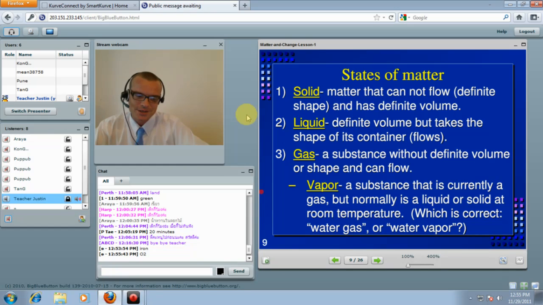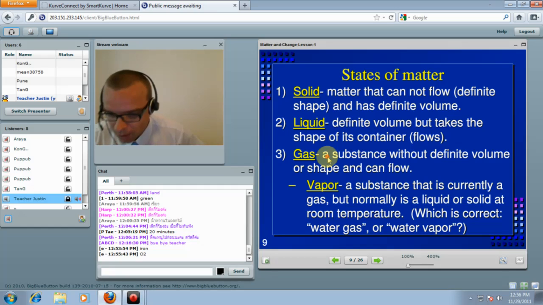O2 is a gas, yeah, exactly. You could even just say air. Air is a gas, or it's many different gases together. But as you know, it doesn't have a definite volume or shape. It can flow. It can move around.